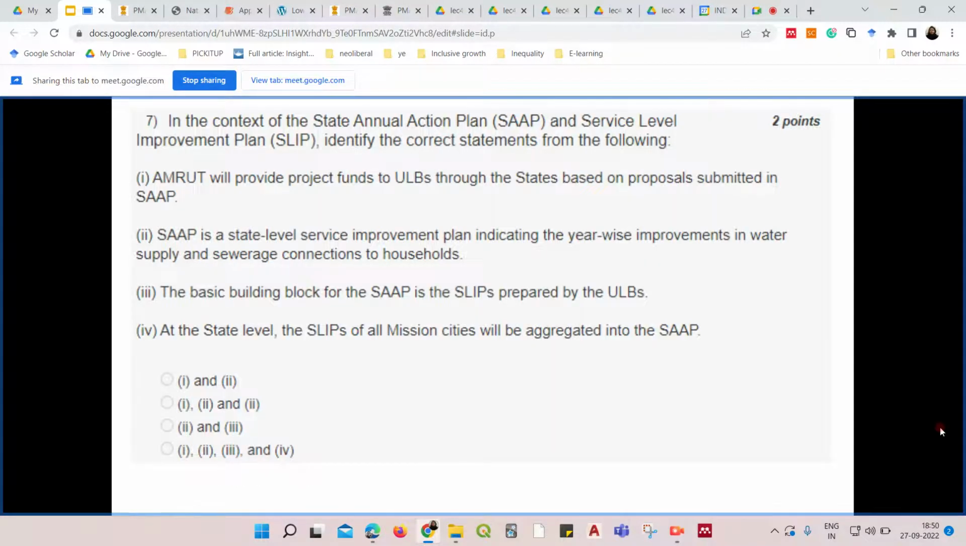Okay, I hope this explains to you what an SAAP is, how it is prepared, and what an SLIP is, how that is prepared, and I hope it can help you answer this question. So, which of the following statements are correct and which are not?